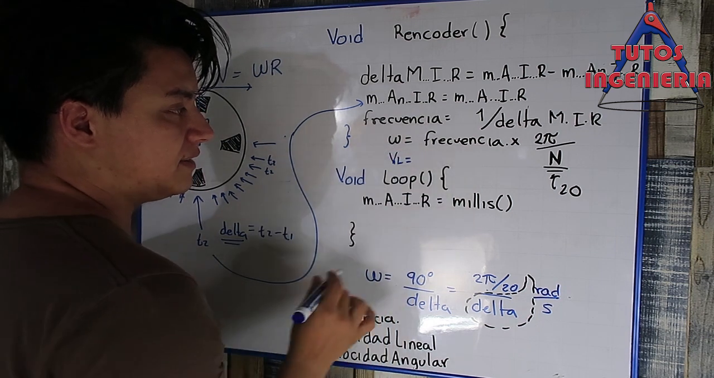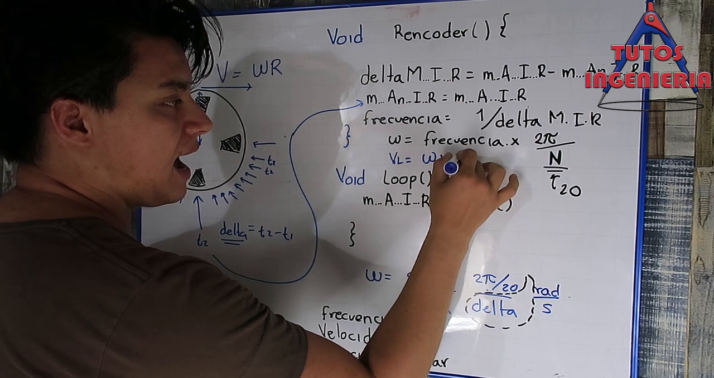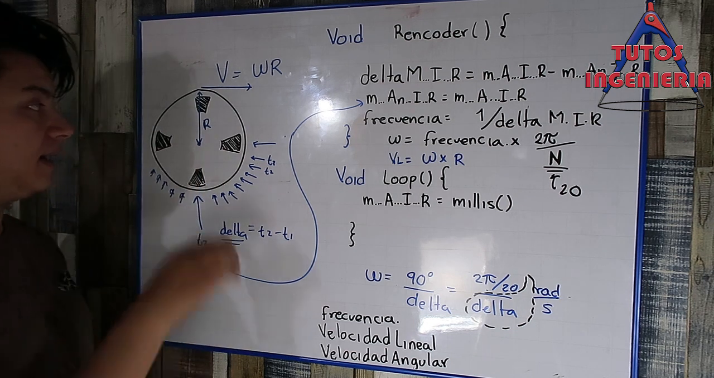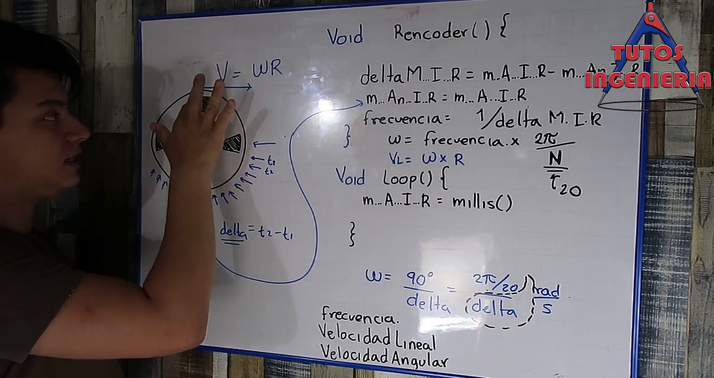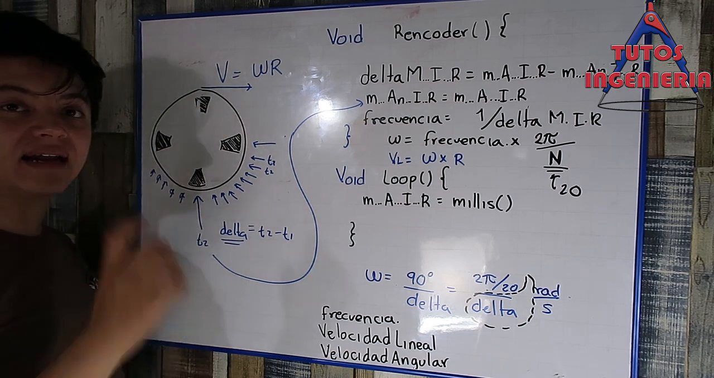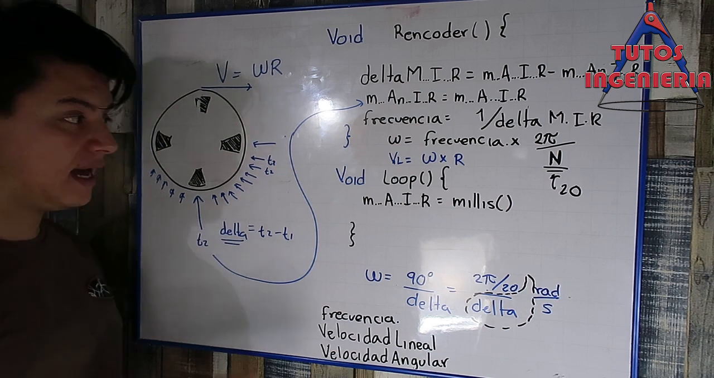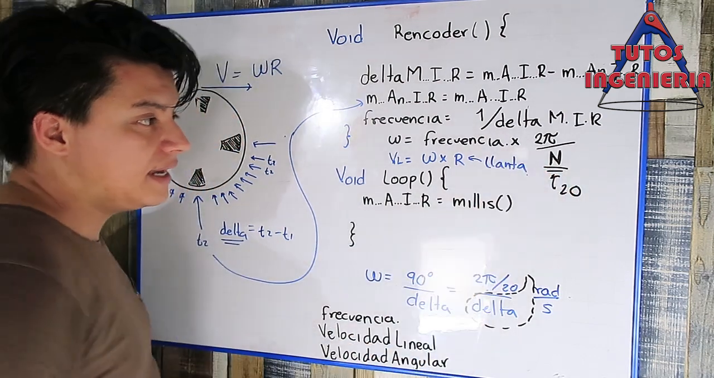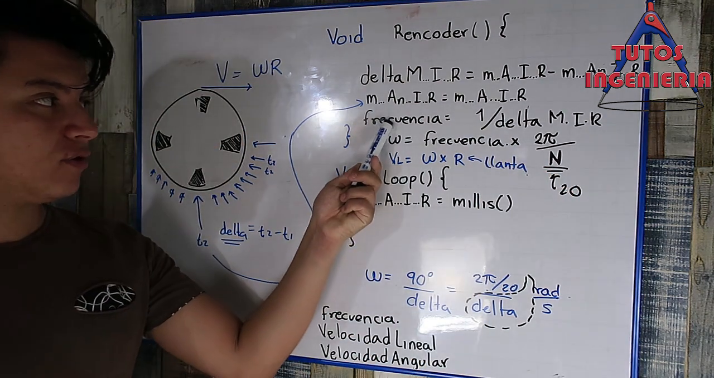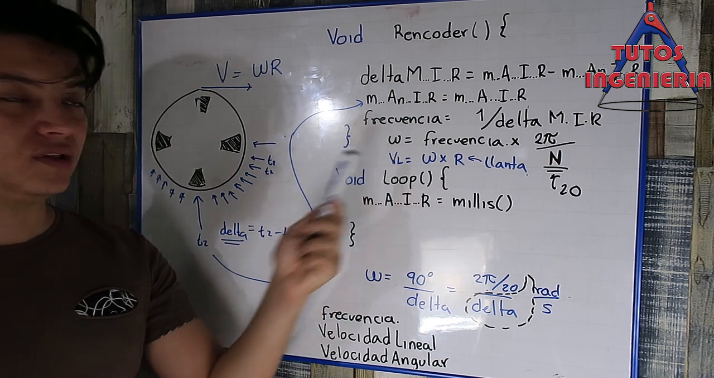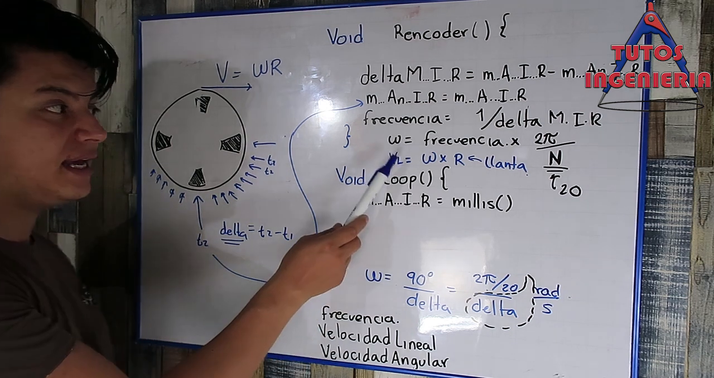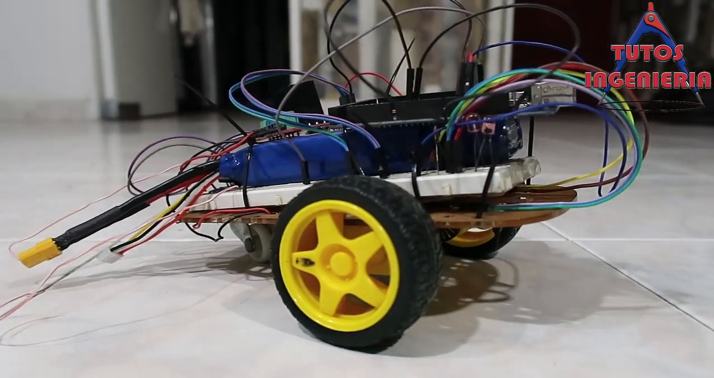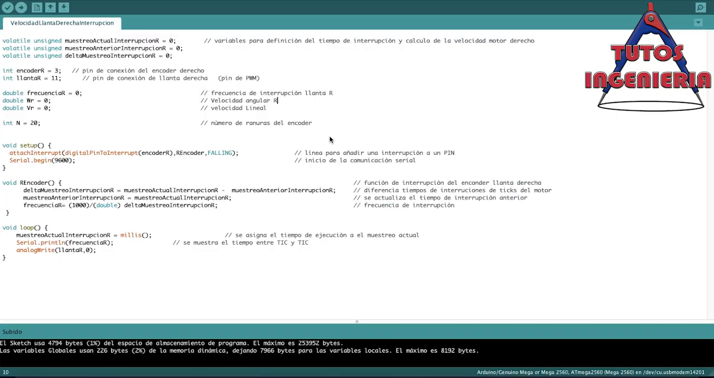If I have the angular velocity, I could find the linear velocity by multiplying the angular velocity by r. R is the radius of the wheel, and that is the linear velocity that we have, and that's it. It's really simple, and we could right now implement it in code. The real implementation is too simple.